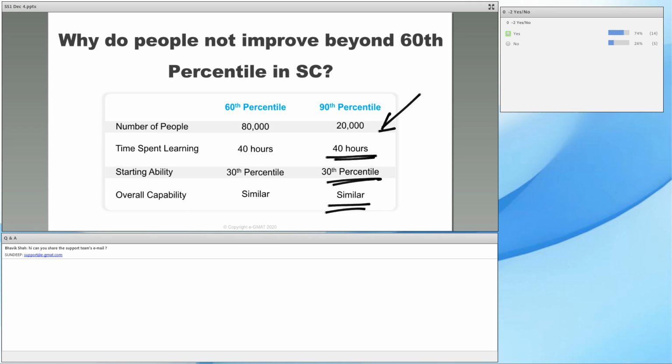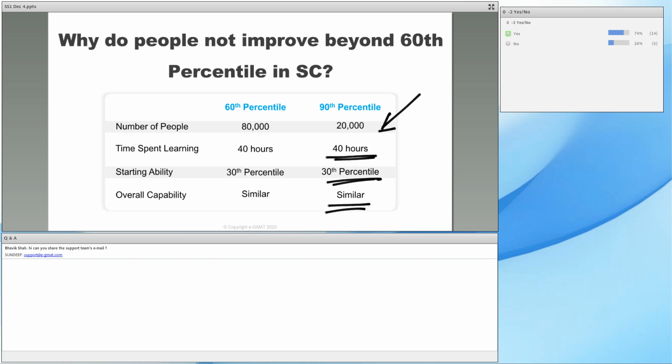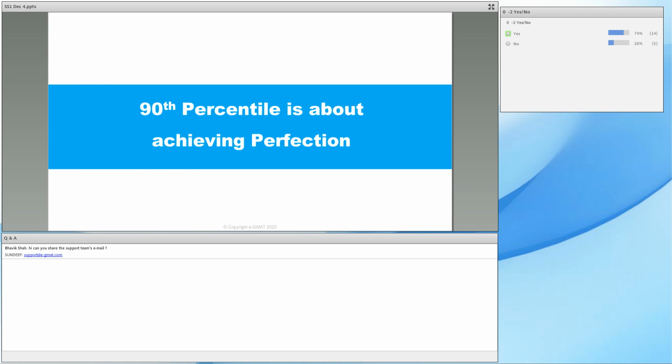If you're asking that question, you probably didn't understand the first part of the webinar, where GMAT's not a test of accuracy. Now, 90th percentile is about getting to that level of perfection. 90th percentile is about iteration. 90th percentile is about having the mindset which is very different from that of a 60th percentile. Again, remember this, all of these points are identical, yet the mindset's very different.